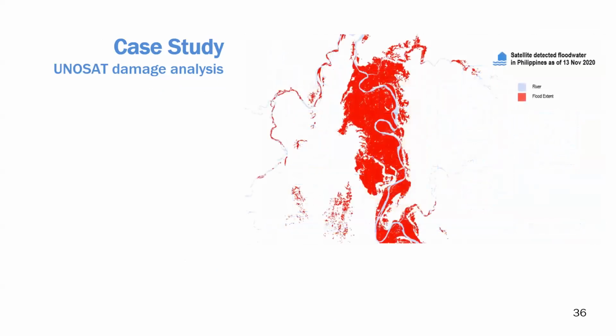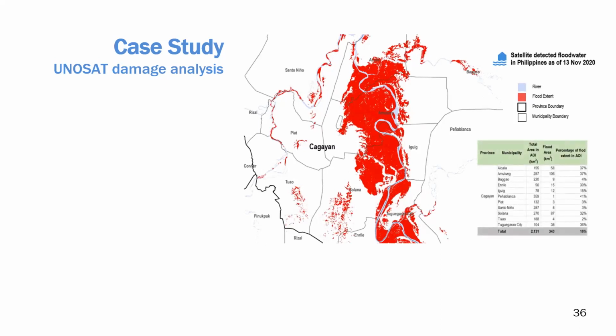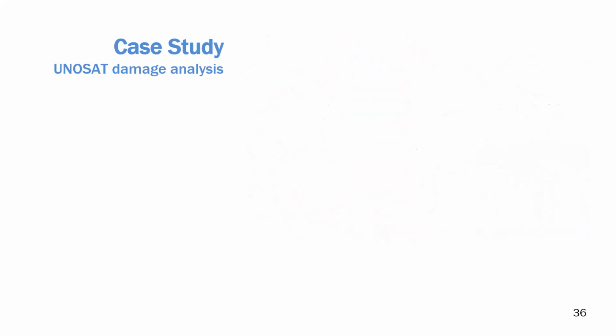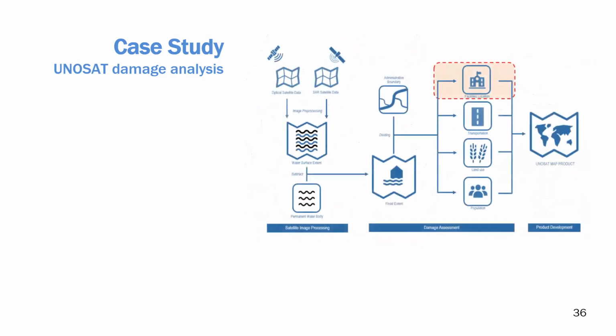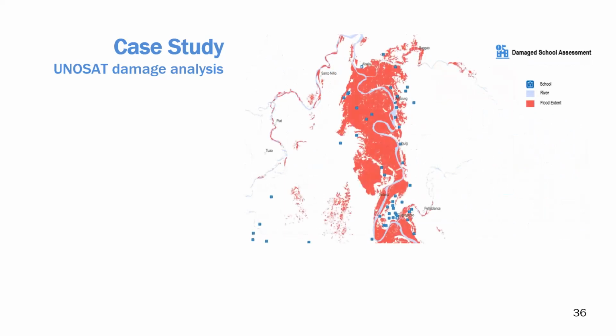So in this one we overlay with some schools. Before that, we calculate the flood extent by overlaying with administrative boundaries and get statistics. These statistics are important for humanitarian assistance agencies in the field, who can estimate the situation and the number of damages. Here we overlay the flood with schools to see which schools are underwater or affected by the flood.